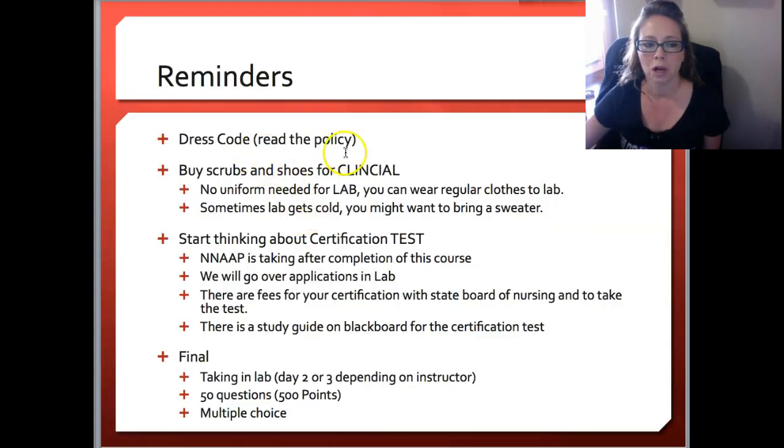Make sure you have read the dress code. It is under course information. You're responsible to know that. If you haven't already, start looking and buying your scrubs for clinical. It's black pants and a white top, and black or white shoes with no prominent logos. So keep that in mind when you're purchasing your stuff.